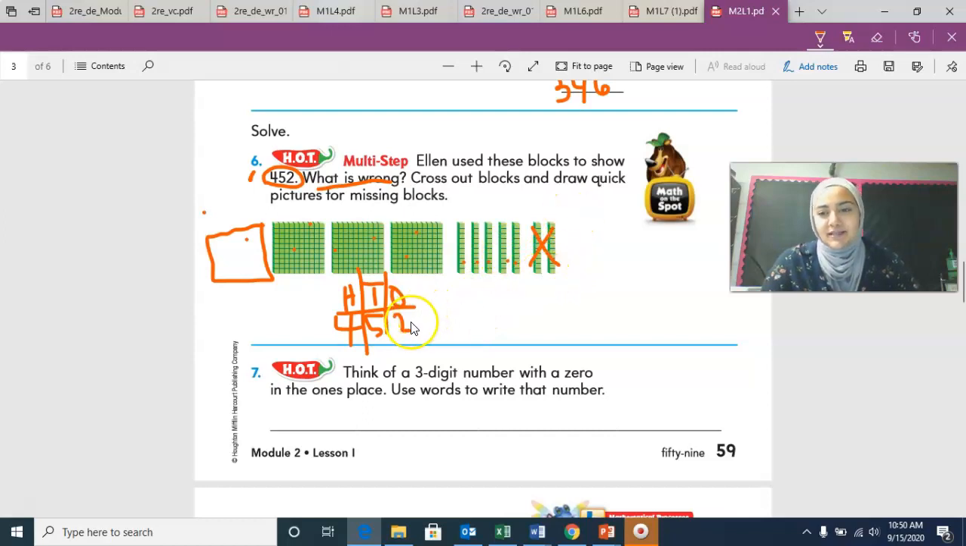And then how many ones did we need? We needed 2 ones. Did they draw any ones? They didn't draw any ones, so that's where we draw those 2 ones. And it's going to look like that. So that's how the number should look.